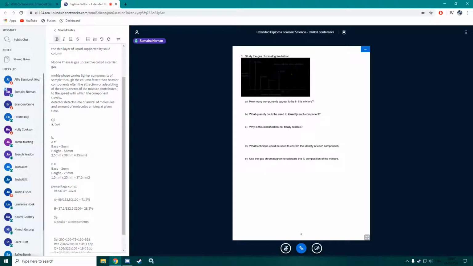And then, what quantity could be used to identify each component? And that would be the retention time. If anybody didn't get that from the first one. So the retention time, and we used it for ID. So it can be used to identify things.